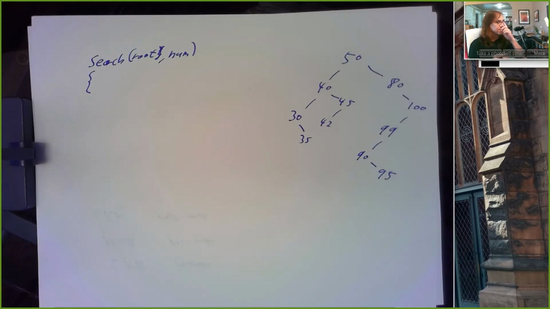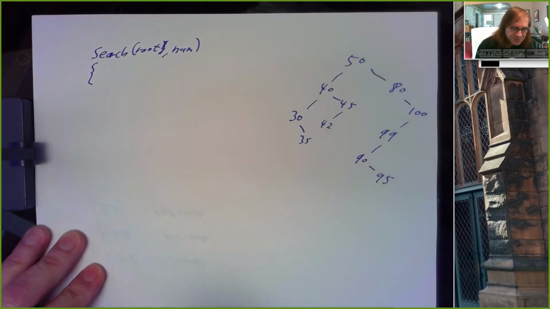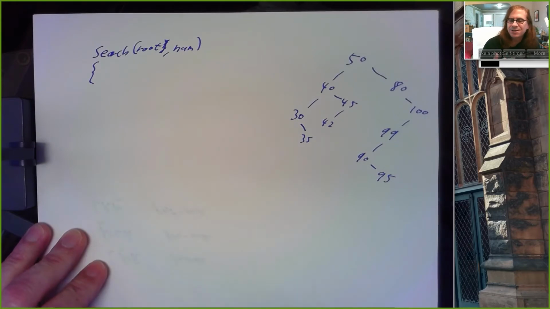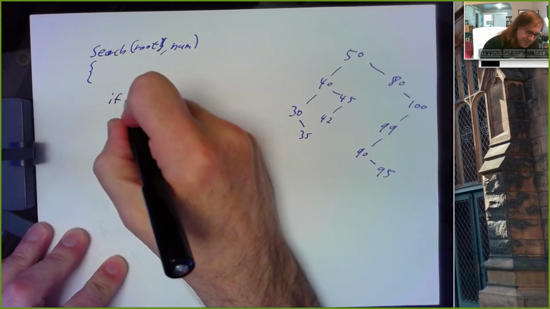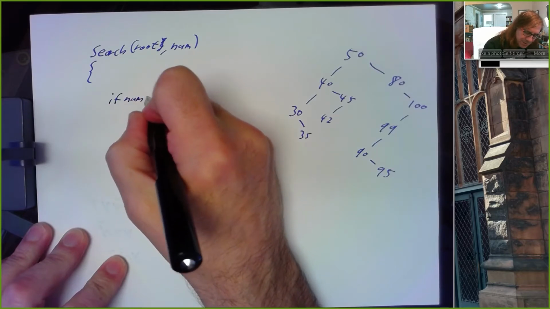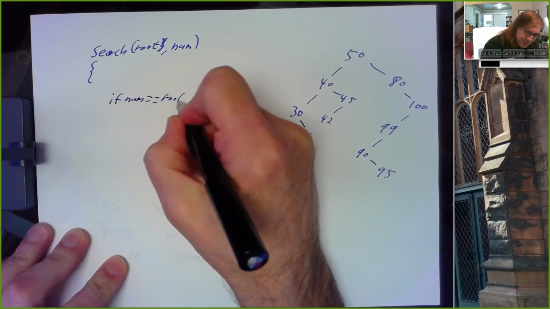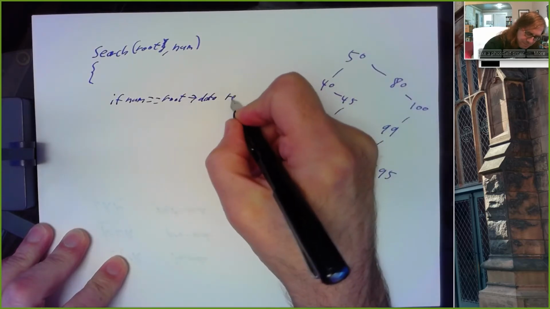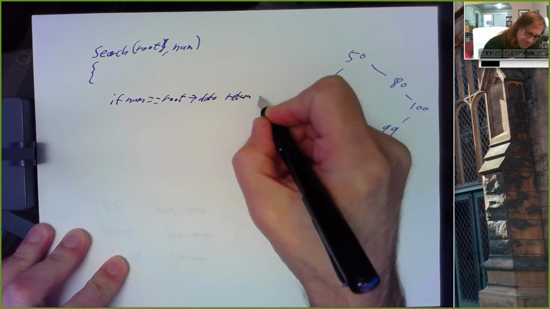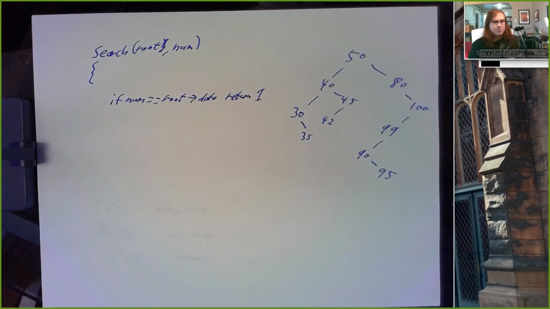Let's see what this looks like recursively. Here's the idea. There are exactly 3 places that our number could be. If our number is equal to the root data, then we found it. Return a 1.